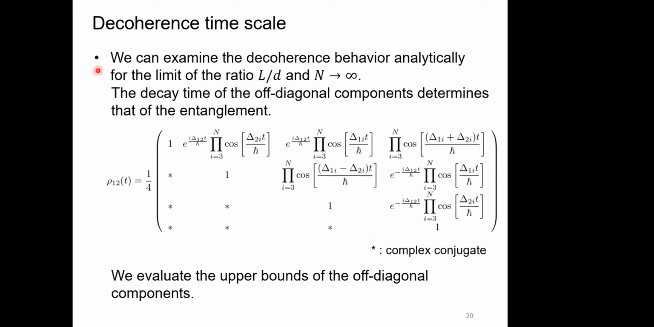We can examine the decoherence behavior analytically for the limit of the ratio L over d, and the number of particles n goes to infinity. Then we use the off-diagonal components in the density matrix. The off-diagonal components characterize the coherence of the two particles. So the decay time of the off-diagonal components determines that of the entanglement. The density matrix was derived in this form, and we evaluate the upper bounds of the off-diagonal components when n goes to infinity.